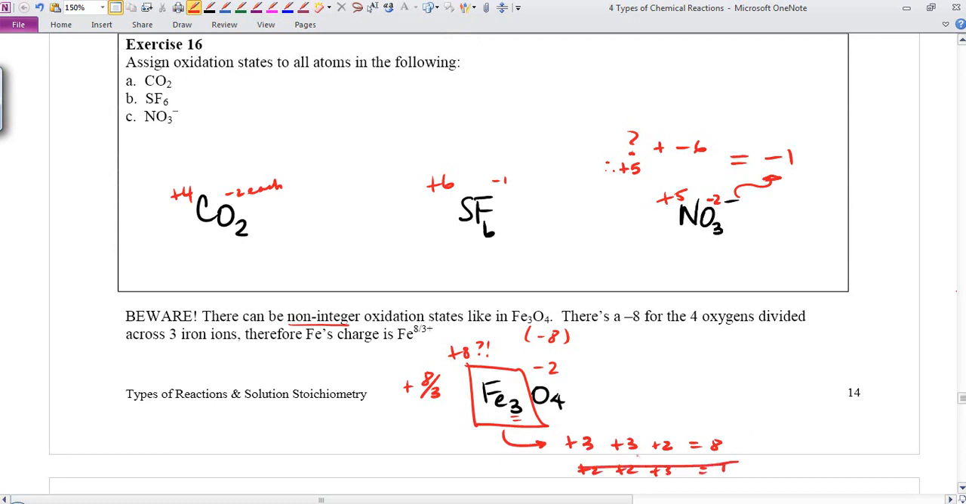If I had a +2 and a +2 and a +3, that equals 7. So that's not the story. This is the story, but its oxidation state is 8/3. Now, you're probably never going to see that again, but just in case you run across it in a homework problem in your book somewhere, I didn't want you to think that I had not given you the complete story.